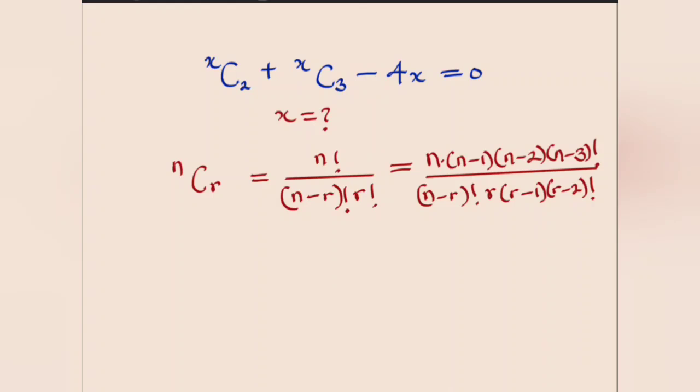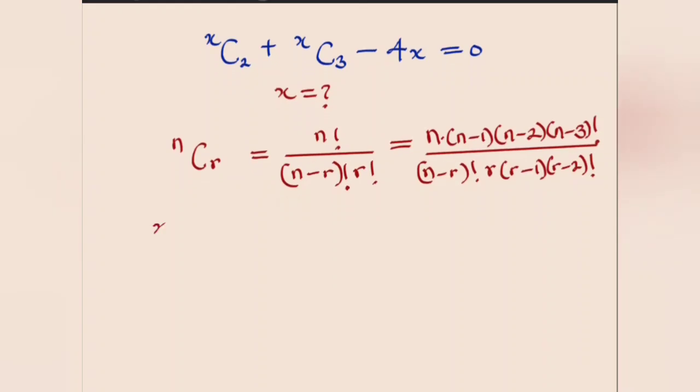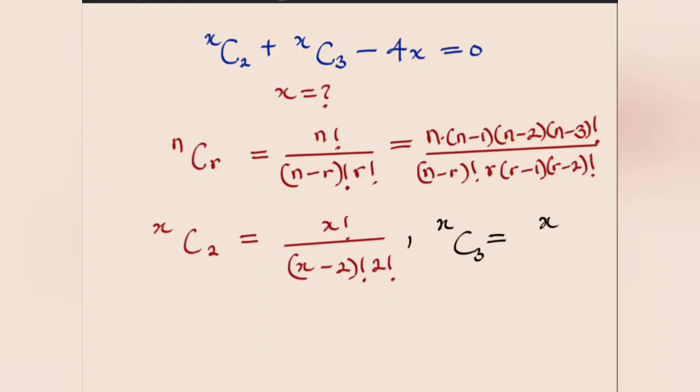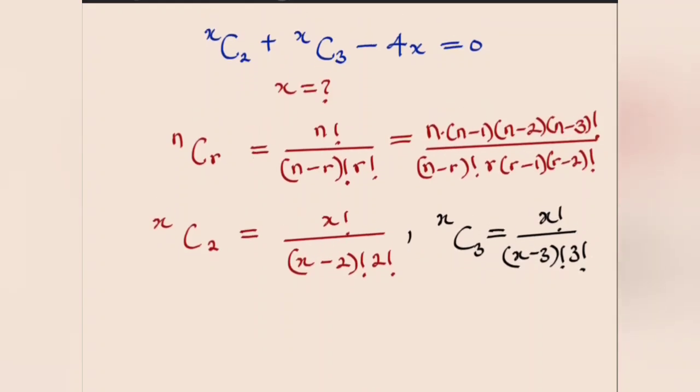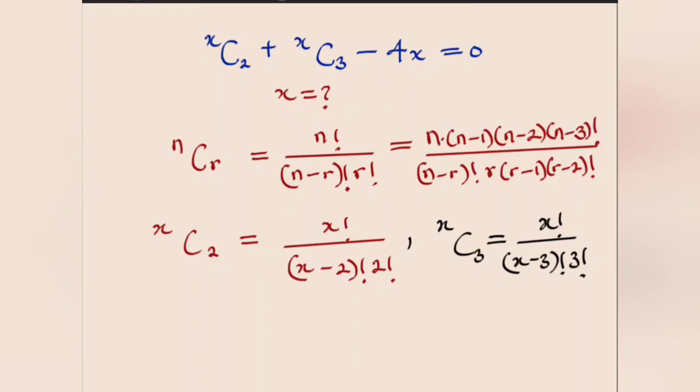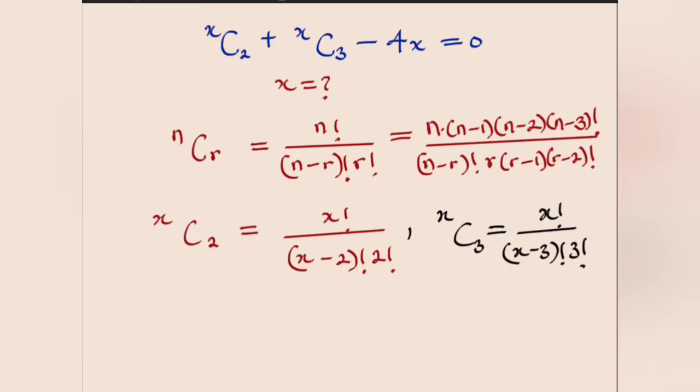So therefore, our question says x combination 2 is expressed as x factorial over (x minus 2) factorial, then 2 factorial. And likewise, x combination 3 will also be x factorial over (x minus 3) factorial, 3 factorial. So by putting the two together, then subtracting 4x from it, we equate it to 0. Let's see what we have here.